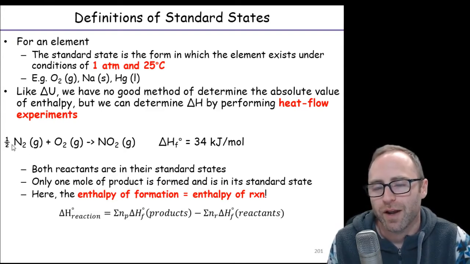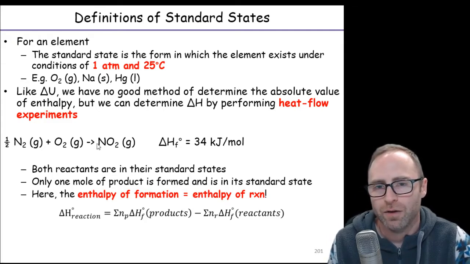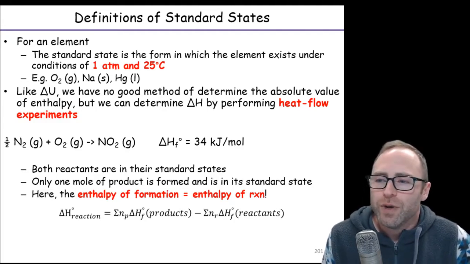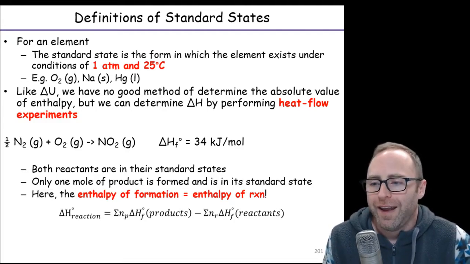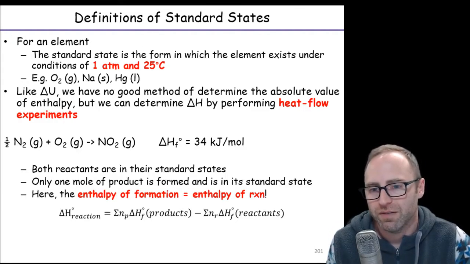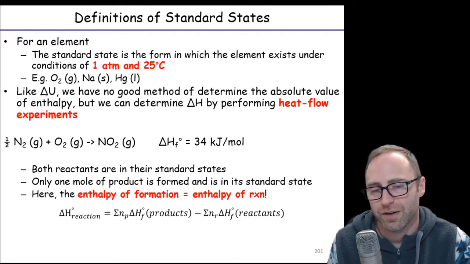Now, some of you are kind of thinking, we've got this 1/2 in front of the nitrogen. Why don't we just balance this all out so that we have one nitrogen, two oxygen, and two nitrogen dioxides, or mononitrogen dioxides. If we do that, we will not have one mole of product being formed. We specifically want, for our enthalpy of formation kinds of processes, only one mole of our product to be formed. And we want that product to be in its standard state.